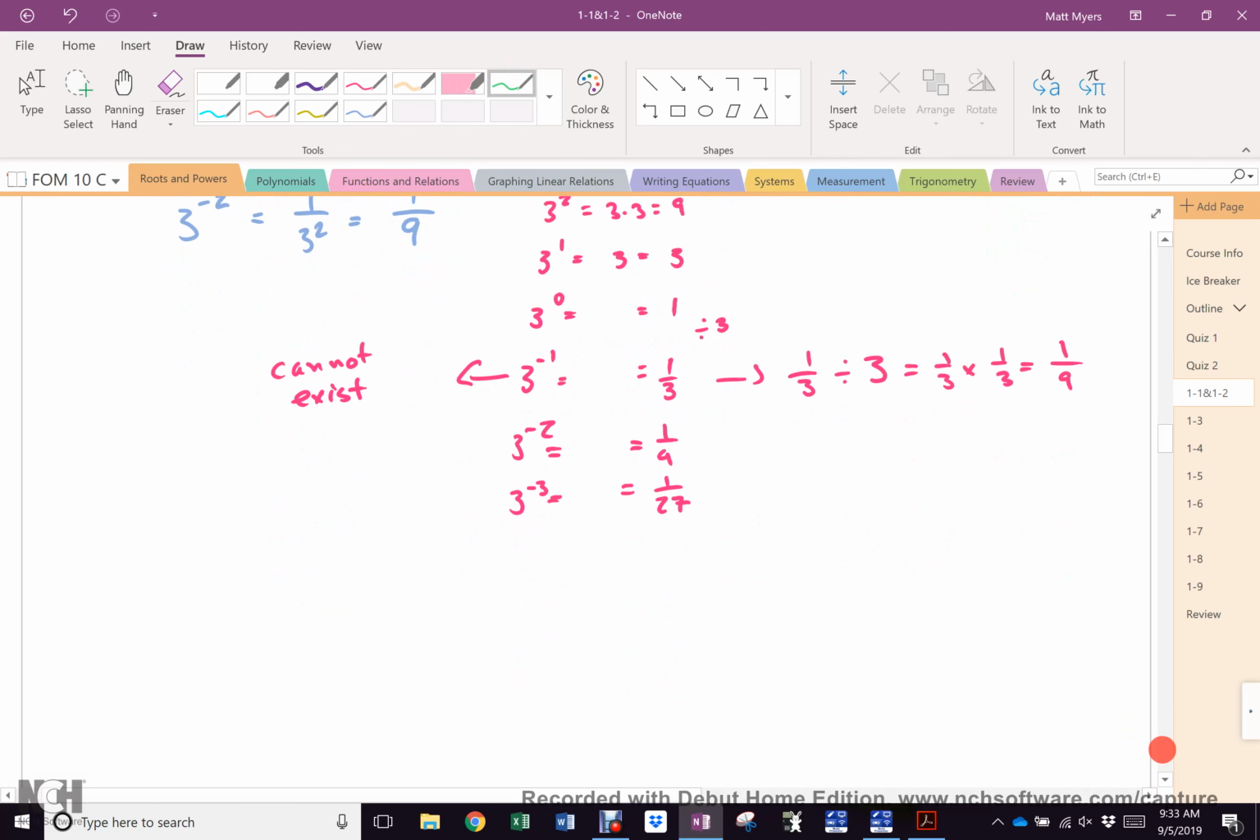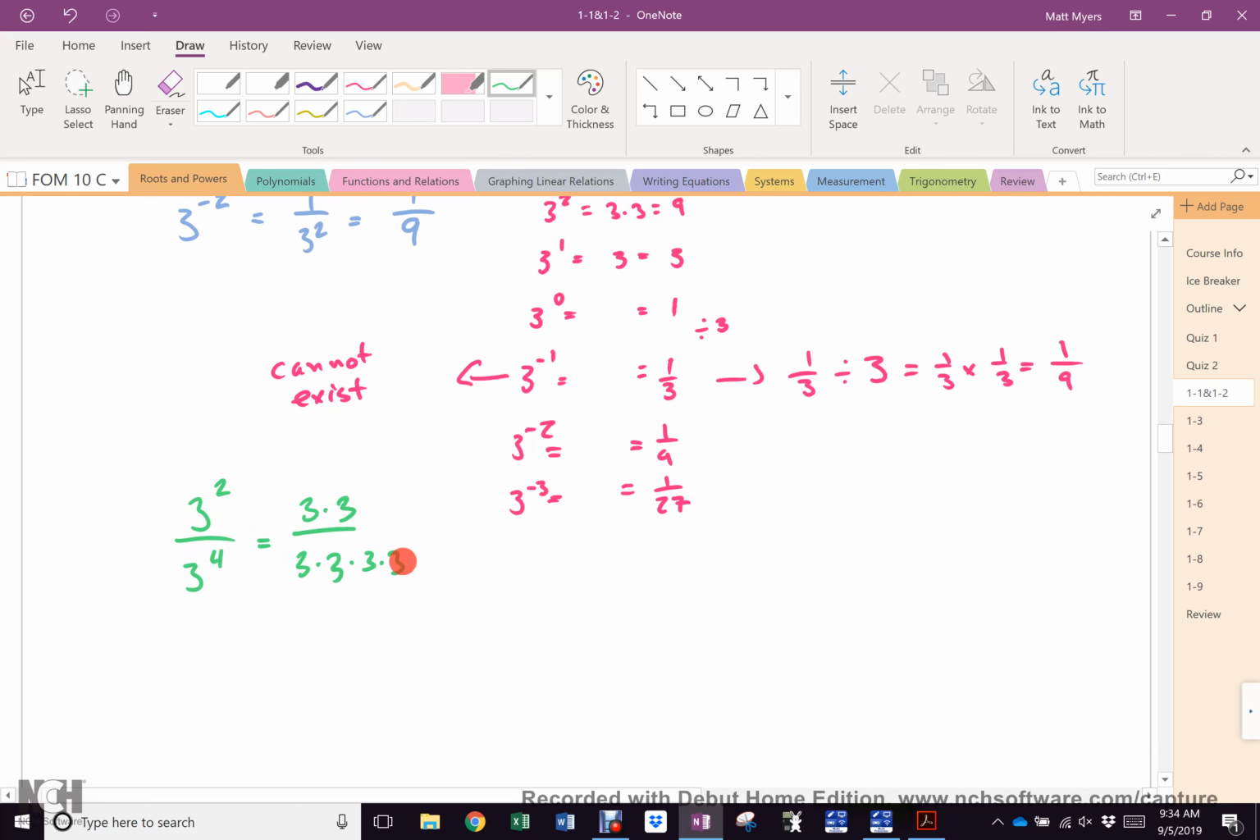Notice I've left half a page of note space here, right? Because this is kind of complicated. What if I gave you this? What does that really mean? 3 times 3 divided by 3 times 3 times 3 times 3.